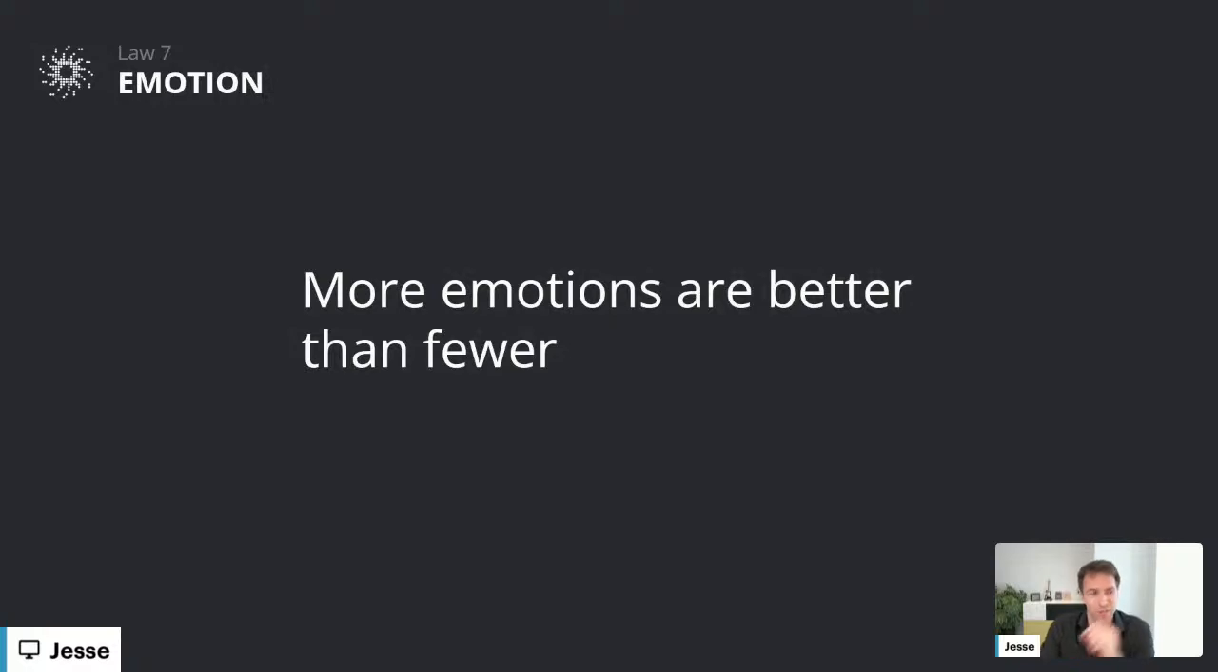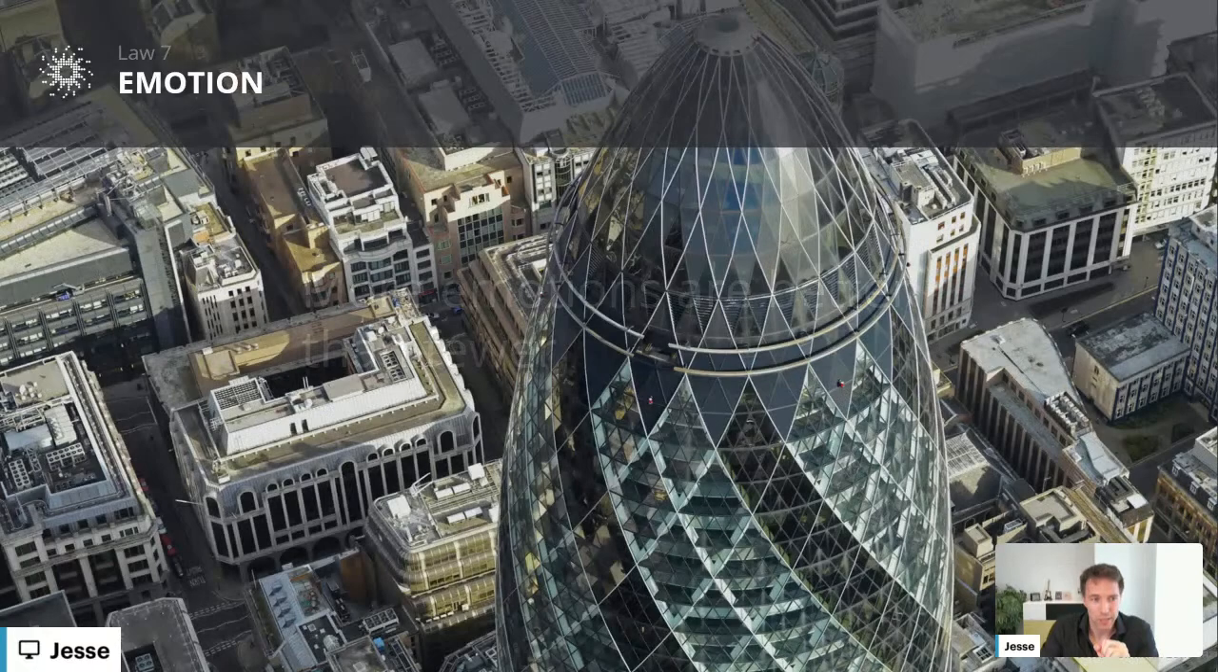Then, like I said, my favorite law, because I think it's mostly overlooked, is law number 7 about emotion. And it says that more emotions are better than fewer. One of my big inspirations is Norman Foster. Maybe you know him, maybe you don't. But this is one of his most iconic buildings. This is the Swiss Re headquarters in London, also called the Gherkin because it looks like a pickle, basically.